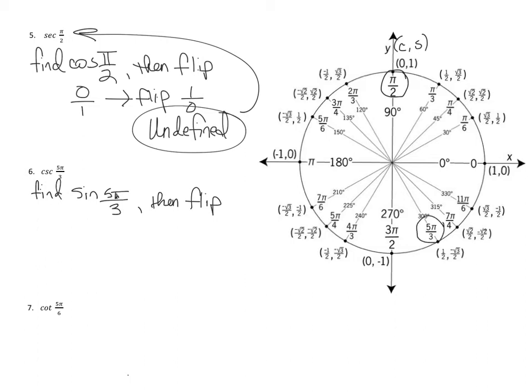All right, and my points are cosine and sine. So what are we looking for? We're looking for the sine. Sine of 5 pi over 3 is negative square root of 3 over 2. I'll write it right below. Okay. So now let's flip it. If we flip it, we get negative 2 over square root of 3. Okay, and that's what the cosecant is. But remember, Pearson is not going to want us to write our answer with a square root in the denominator, so we have to rationalize.